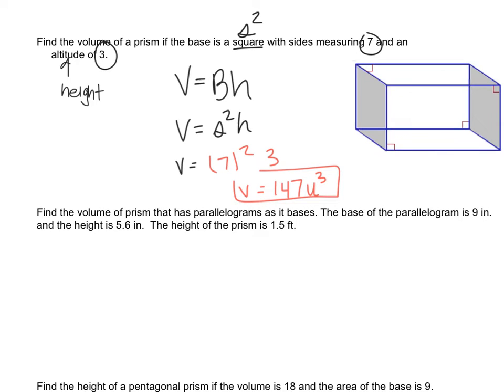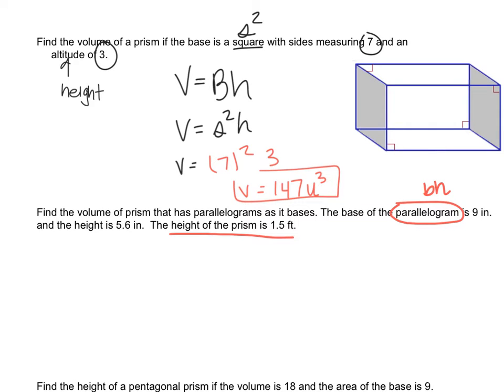Now we go on to the next question where we want to find the volume of a prism that has parallelograms as its bases. The base of the parallelogram is 9, the height is 5.6. The height of the prism is 1.5. So the first thing I do is I annotate my question so I know I'm dealing with a parallelogram. And my area of a parallelogram is base times height or length times width. And I know my height of the prism is 1.5 feet.